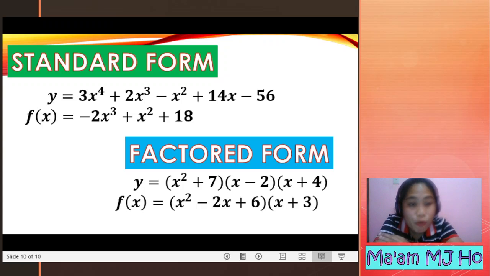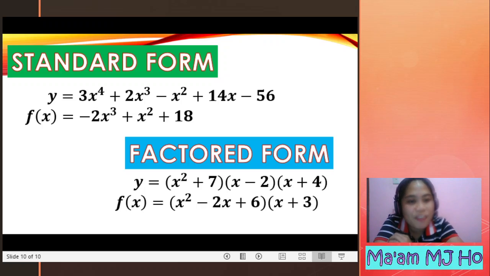So, there are 3 rules. The first rule, no negative exponent. Second rule, no variable inside the radical symbol. Third, no variable in the denominator. And the last part ng ating discussion for today is we differentiate standard form sa factored form.